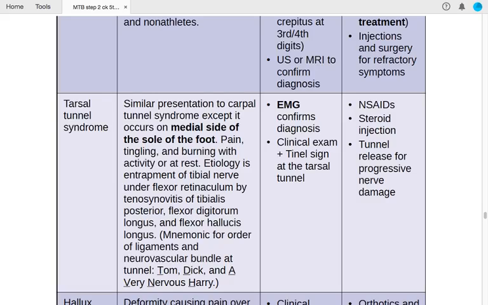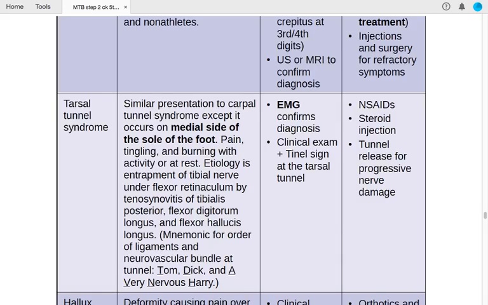Actually, what is the main pathophysiology behind this? The nerve is trapped. Which nerve? This is the tibial nerve. Entrapment of the tibial nerve under the flexor retinaculum. So the flexor retinaculum is going to trap the tibial nerve by tenosynovitis of the tibialis posterior, flexor digitorum longus, or flexor hallucis longus. It may be any muscle or tendon that can cause tenosynovitis.